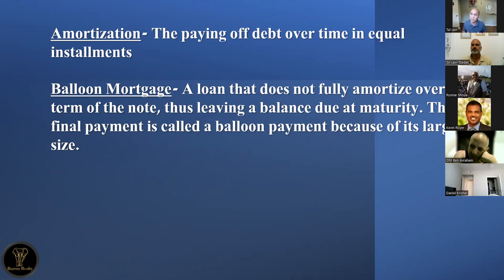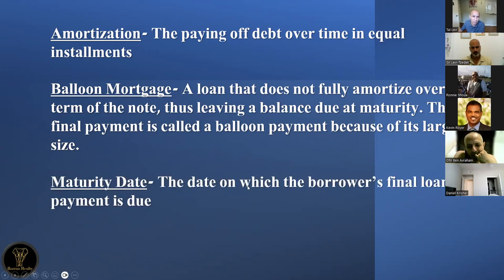Commercial properties, usually it's a balloon mortgage. So there is some small payment, and then there is the last payment, which we'll discuss in just a second, that is a big payment, okay? So that is a balloon mortgage. And we have a maturity date. Maturity date is the date that you need to make your last payment.